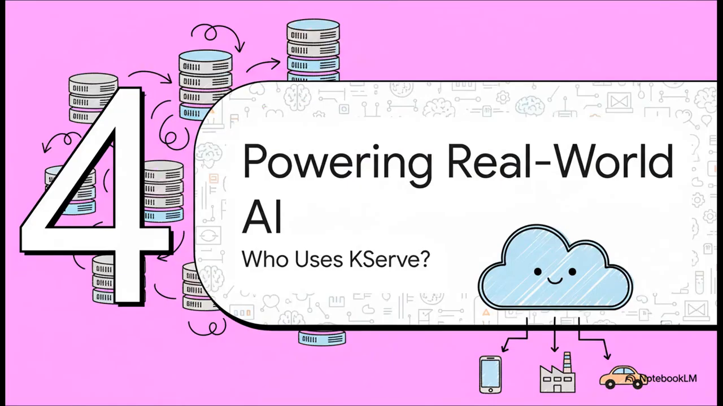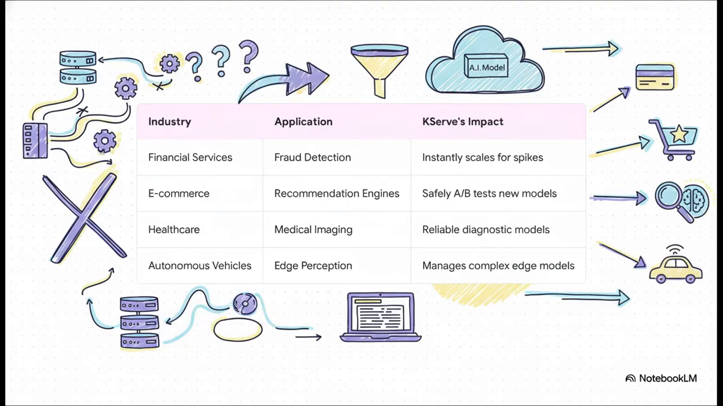Okay, this all sounds great on paper, but is this just some neat academic project? Or are people actually using this to solve real tough problems out there in the world? Let's take a look. And the answer is a resounding yes. We're seeing it everywhere. Banks are using it for fraud detection models that have to scale up instantly on Black Friday. E-commerce sites are using it to safely A/B test new recommendation models to see which one makes more money. Even critical fields like healthcare and self-driving cars rely on it to deploy their models reliably.